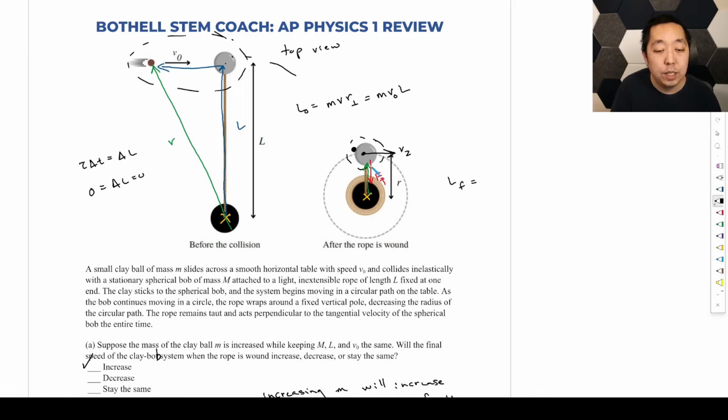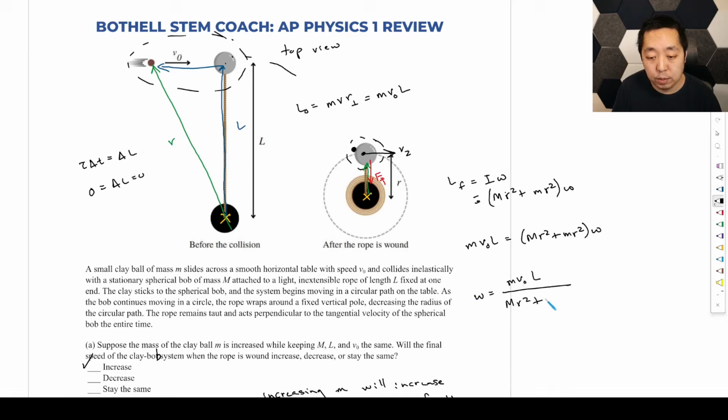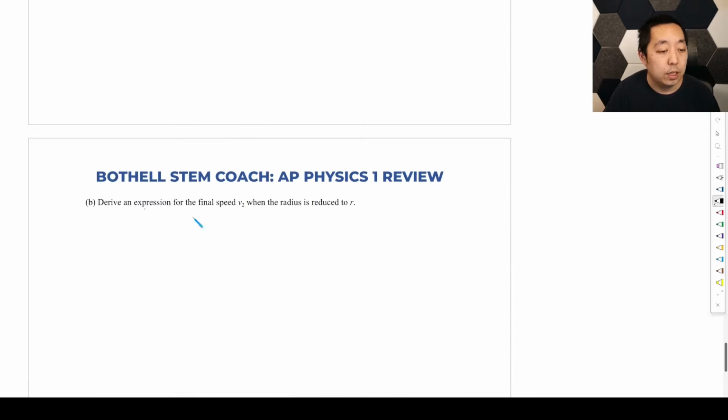Final angular momentum is just going to be I omega because they're stuck together, and this is the I total. The total angular momentum is the angular momentum of that guy, M r squared, plus the angular momentum of the bob, which is little m r squared, times omega. And so little m v0 L is equal to M r squared plus little m r squared times omega. And so omega is going to be m v0 L divided by M r squared plus little m r squared. Okay, that derives an expression for that.